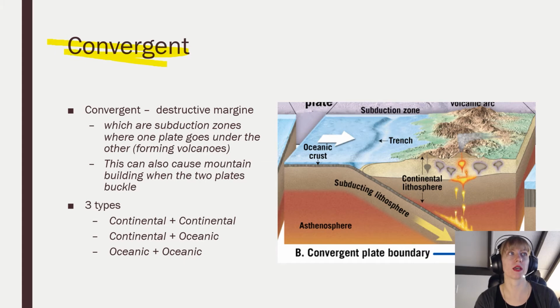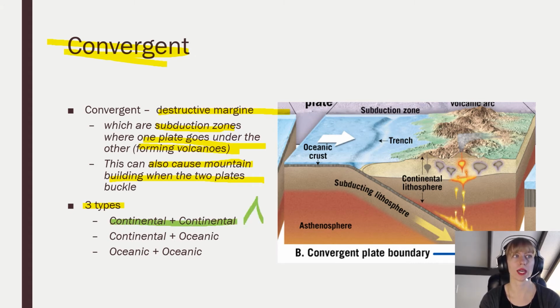Convergent boundaries are destructive. They destroy. Generally, we see them at subduction zones. One plate goes under the other, it forms volcanoes, and then you can also see one where it builds mountains because the 2 plates buckle instead of one subducting. So it leaves us with 3 types of convergent boundary. We have continental and continental, which gives us mountains. We have continental and oceanic, which gives us volcanic island arcs. So where you'll get an island with a volcano on it. And then we have oceanic versus oceanic.